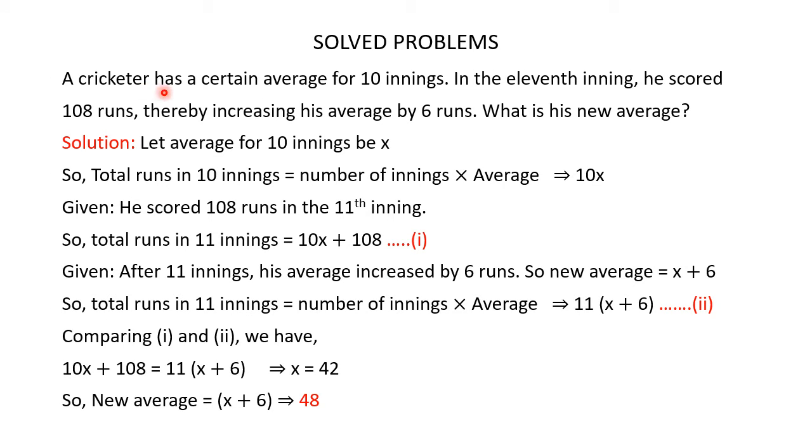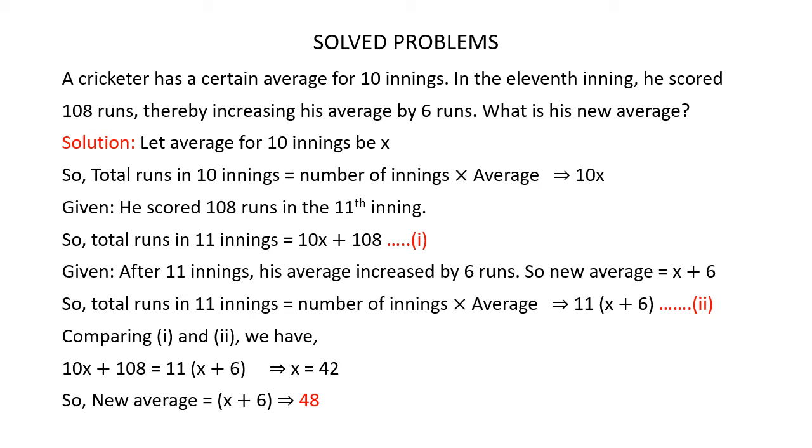A cricketer has a certain average for 10 innings. In the 11th inning, he scored 108 runs, thereby increasing his average by 6 runs. What is his new average? Now let the average for 10 innings be x. So total runs in 10 innings is equal to number of innings multiplied by average. This is 10 multiplied by x, which is 10x.